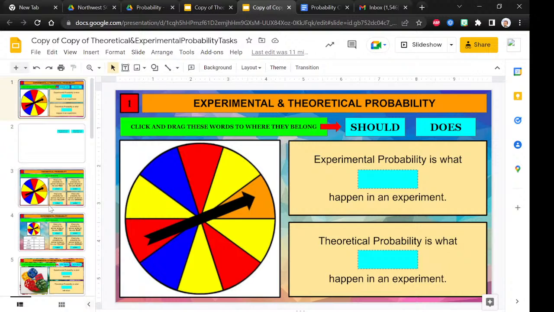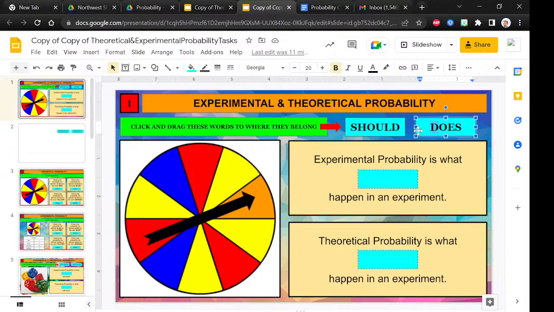It says experimental and theoretical probability. Click and drag these words to where they belong. So experimental probability is what does happen. So when we take a look at the two types of probability, experimental probability is what does happen during an experiment. So we drag this box.